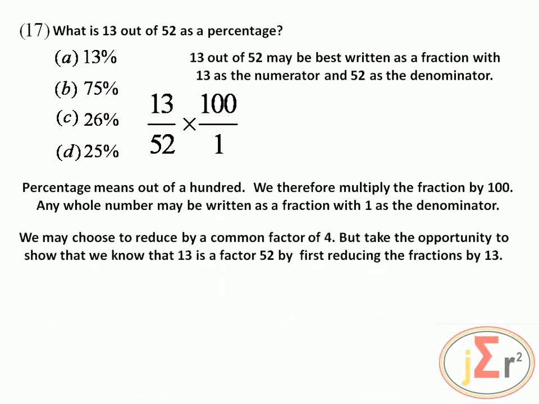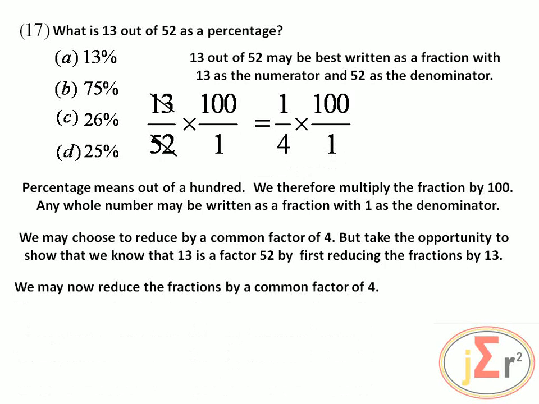We may choose to reduce by a common factor of 4, but take the opportunity to show that we know that 13 is a factor of 52 by first reducing the fraction by 13. So we're going to reduce the fraction by 13 first, showing that we know that 13 can go into 52 exactly. And of course, 13 into 13 is 1, 13 into 52 is 4.